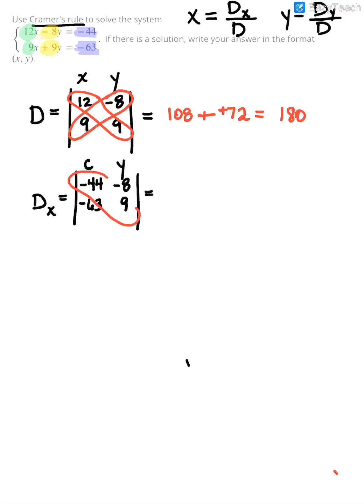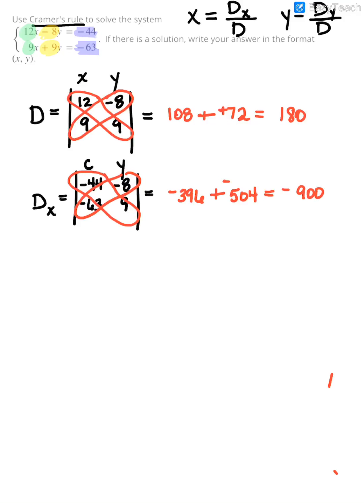So now I'm ready to find my determinant. I first start with the negative 44 and I multiply it by 9 and I get a negative 396. And then I'm going to subtract my other cross product, which is a negative 8 times a negative 63. That will give me a positive 504. So since we're subtracting, that's the same as adding the opposite. So if I add the negative 396 plus the negative 504, I'm left with a negative 900.